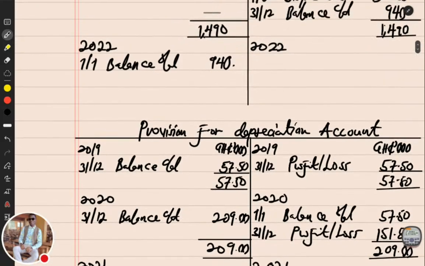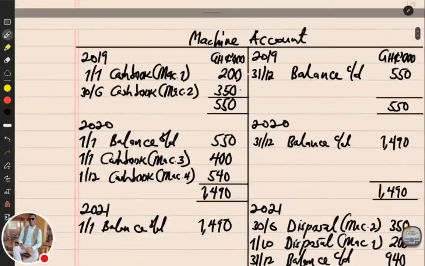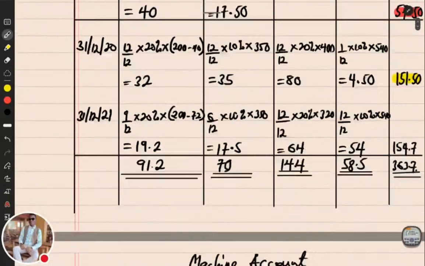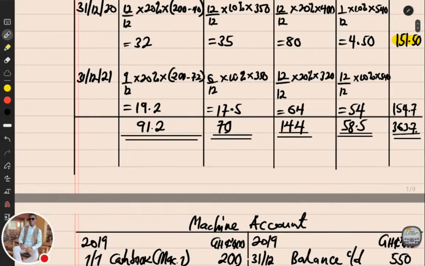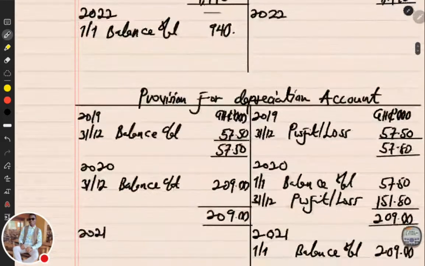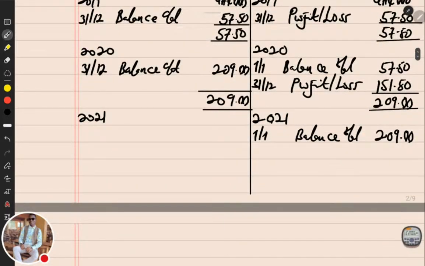So for 2021, what was the depreciation that we provided for 2021? Here we had a total value of what? 154.7. So you just have to bring that also up here. So we have 31st December. So we have profit or loss. Profit or loss. So what is the figure?